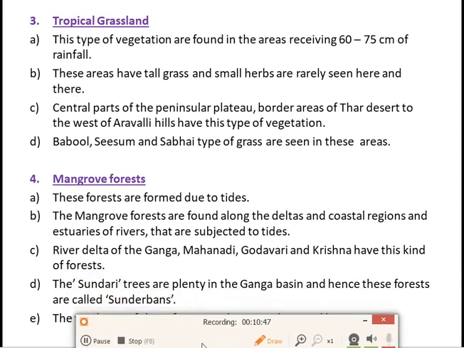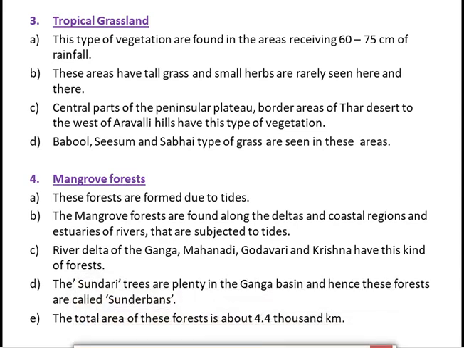Now let's discuss the fourth type of forest, that is called the mangrove forest. These mangrove forests are formed due to tides. This is the first point.